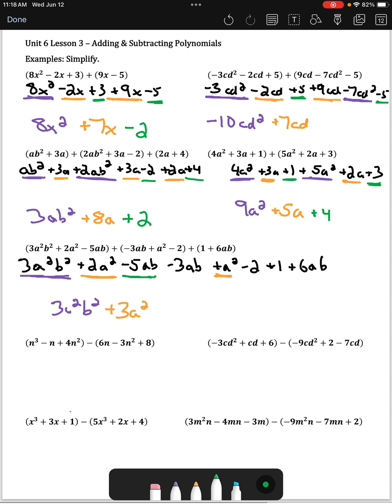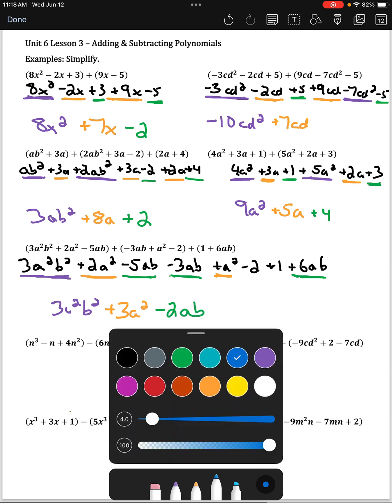Then I have negative 5ab. I've got a negative 3ab and a positive 6ab further down. So I've got 3 things that are ABs. Negative 5 minus 3 is negative 8. Negative 8 plus 6 is negative 2 of those.